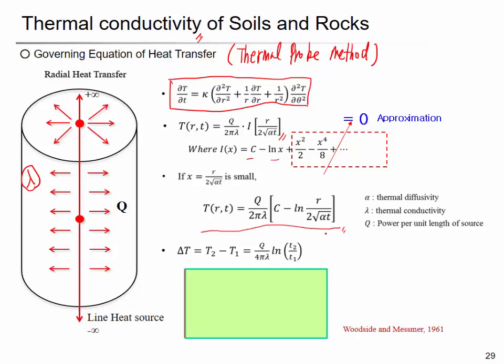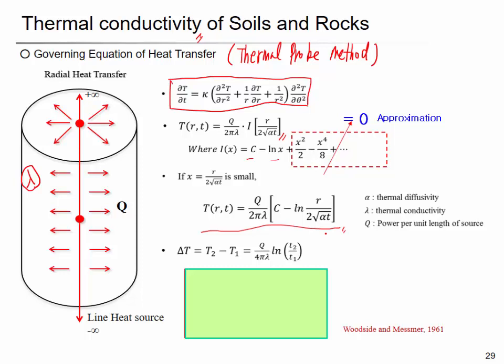So this is a function of Q, that's the heat flux, and gamma, that's the thermal conductivity of the material, and C is just a coefficient, R is the distance, alpha is the thermal diffusivity of the material, and T is the time.